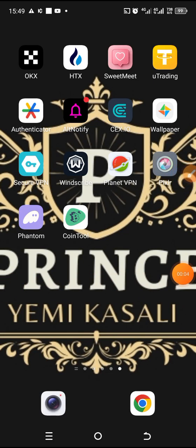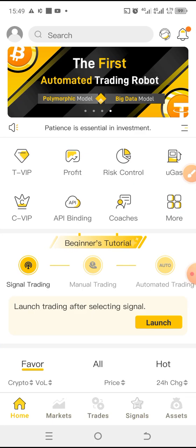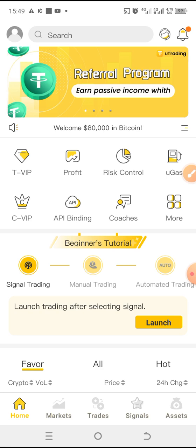Today we'll be talking about the types of trading spot with uTrading. We have three types of trading spot with uTrading right now.